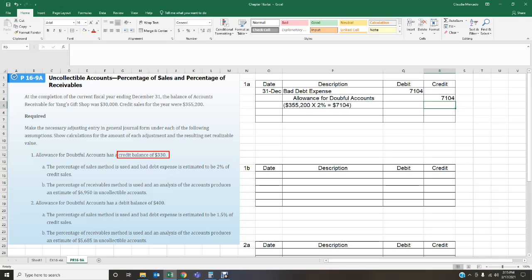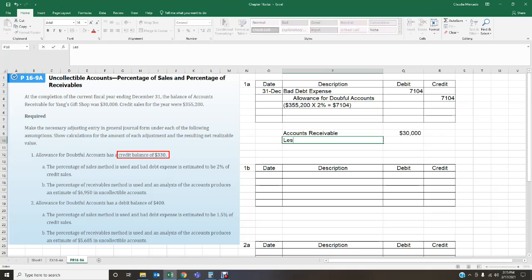Make the necessary adjusting entry, which is what we're doing. And then show calculations for the amount of each adjustment and the resulting net realizable value. So now we need to do that second part. So we're going to have our accounts receivable. My accounts receivable, according to the problem, was we had a balance of accounts receivable of $30,000.